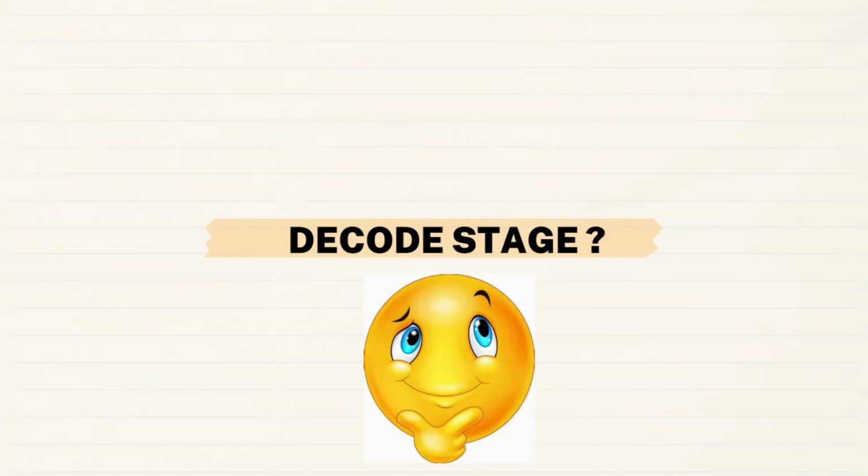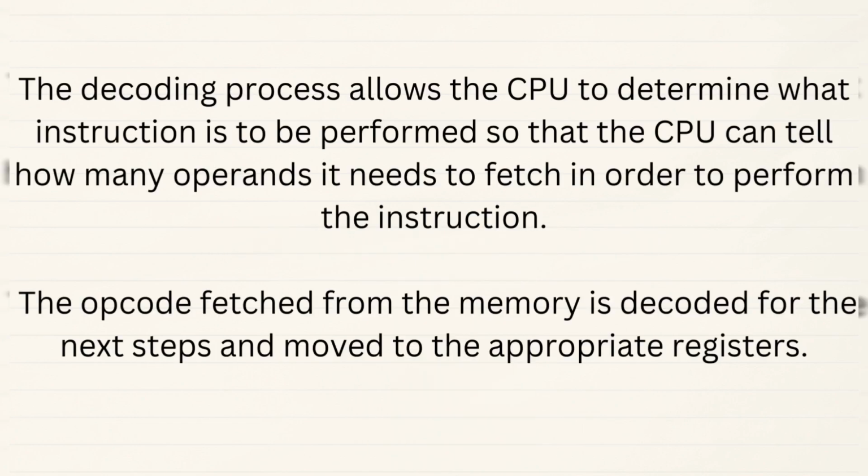The next stage is decode stage. The decoding process allows the CPU to determine what instruction is to be performed so that the CPU can tell how many operands it needs to fetch in order to perform the instruction. The opcode fetched from the memory is decoded for the next steps and moved to the appropriate registers. Typically, the instructions are stored in a particular format that requires some translation so that they can be successfully executed. This decoding is done in the decoding stage.